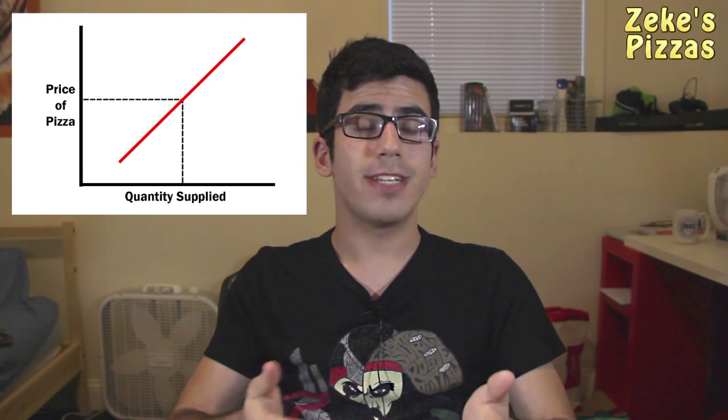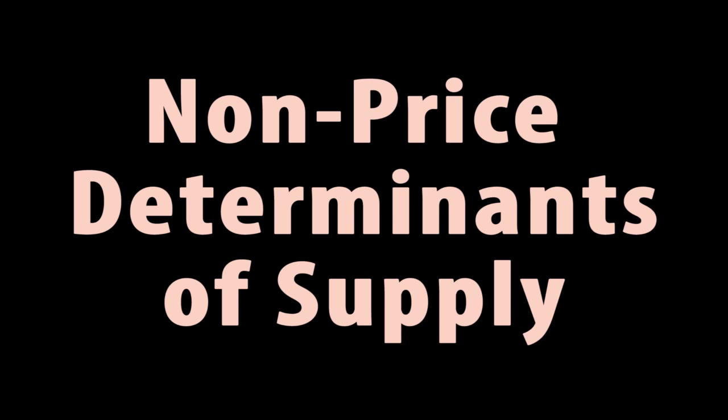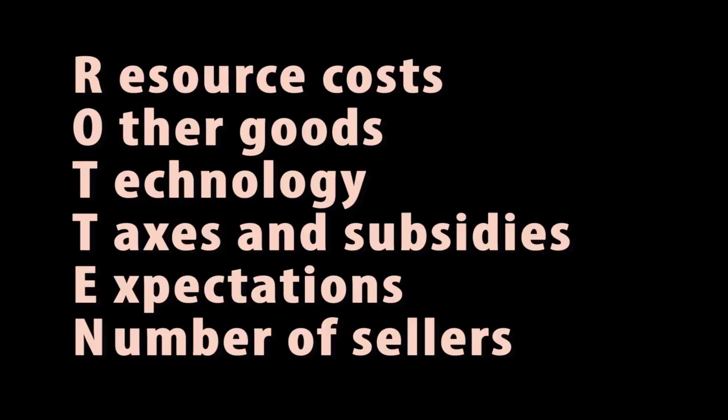Now, again, a shift in the price ends up shifting the quantity of pizza supplied, but we can shift the entire supply curve with what's known as non-price determinants of supply, which is basically the exact same thing as what we talked about with demand, but it affects the supply instead. This also has an acronym, and this acronym is ROTTEN. No, seriously, it's ROTTEN. Resource costs, other goods, technology, taxes and subsidies, expectations, and numbers of sellers. A shift in any of these will cause an increase or decrease in the supply, a rightward or leftward shift.